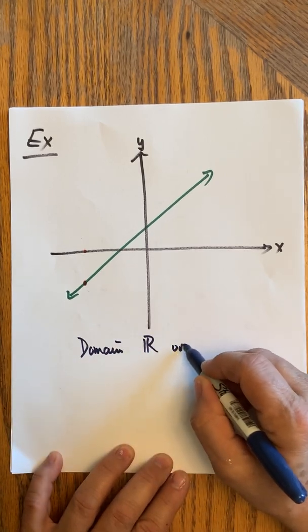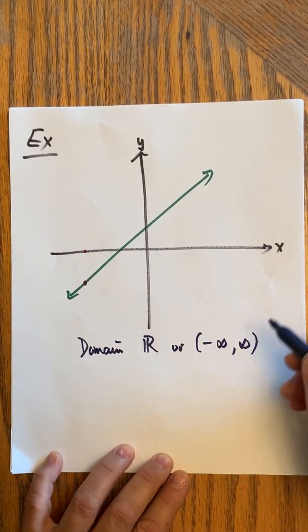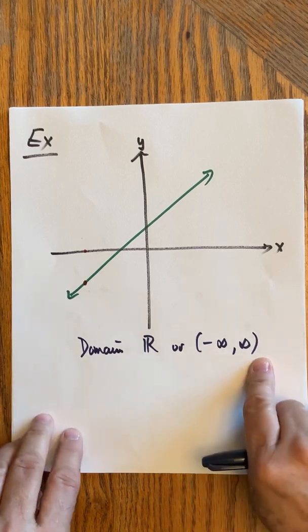Or some people write it like this, negative infinity to positive infinity. That's what they call interval notation.